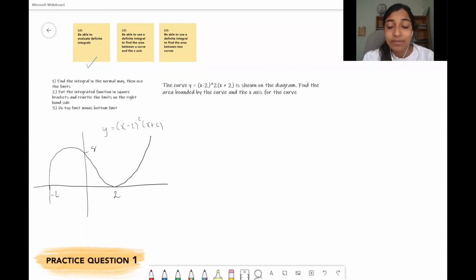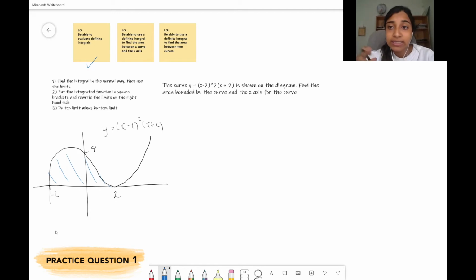So we have an exam style question here. Feel free to pause the video and try it out for yourself first. So we have the curve y equals (x minus 2) squared times (x plus 2). It's shown in the diagram, and we want to find the area bounded by the curve and the x-axis. So we want to find this area here.